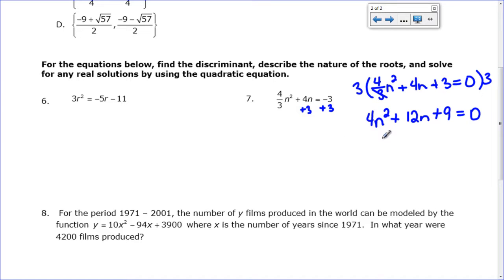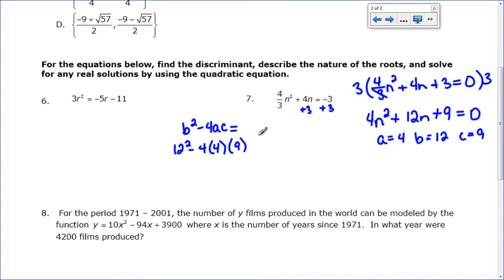So I'm going to label a, b, and c. a is 4, b is 12, and c is 9. So we're going to do the discriminant first: b squared minus 4ac. I'm going to plug in what I know. b is 12, so I've got 12 squared minus 4 times a times c. Now I'll grab my calculator, and 12 squared minus 4 times 4 times 9 gives me 0.